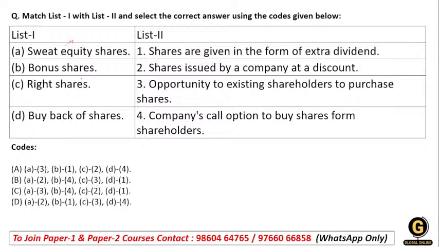So this one. What about the bonus share? Bonus share is an additional share, a free additional share, we can say. This is only given to the existing shareholders of the company, not to the director of the company. Either they give the bonus share in the form of extra dividend also. So this is your bonus share. What about the right share? Right share is offered to the existing shareholder at a discounted price, which is given before they are offered to the public. And what about the buyback of share?